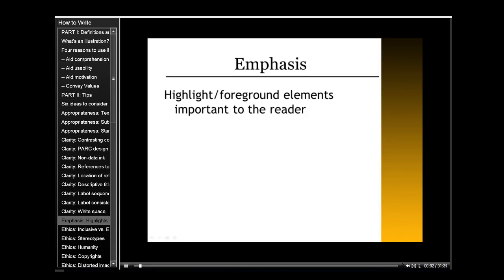You want to highlight or foreground things that are important to the reader. You can use that through callouts, arrows, and text boxes. The key is, don't go overboard when you do these things.